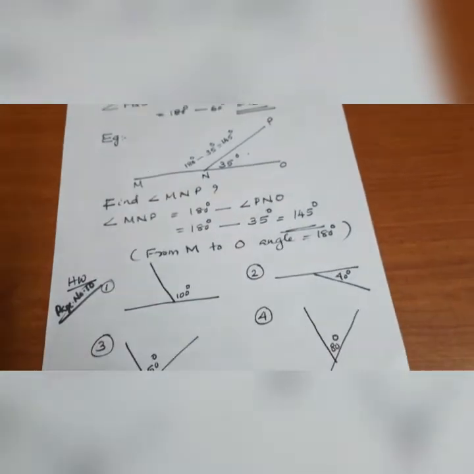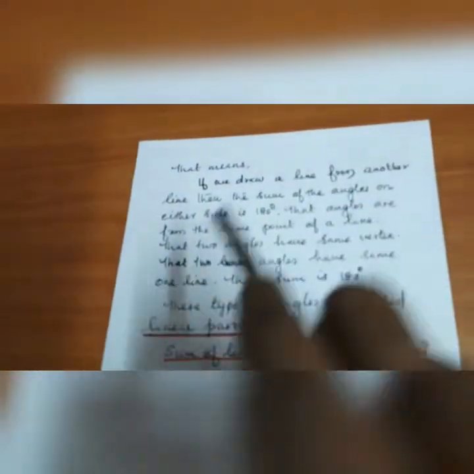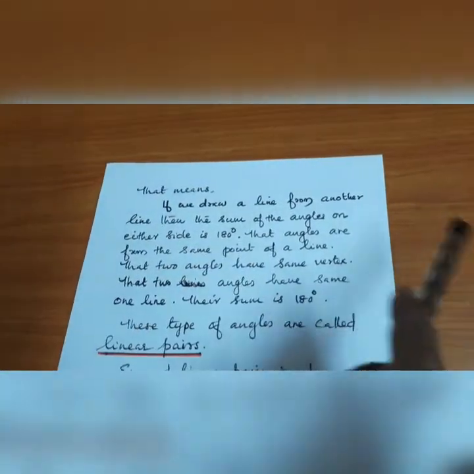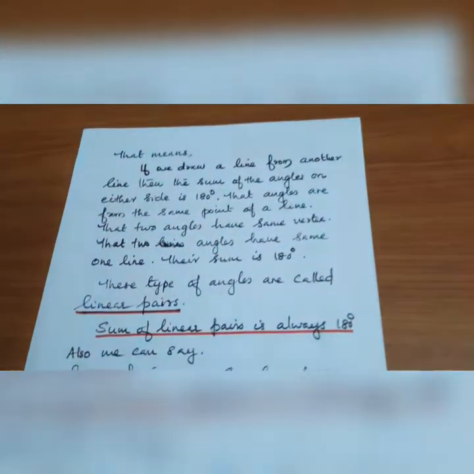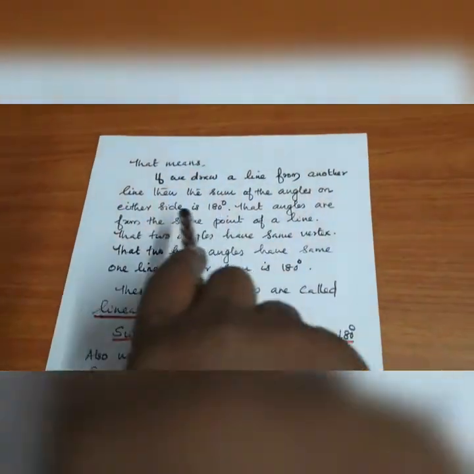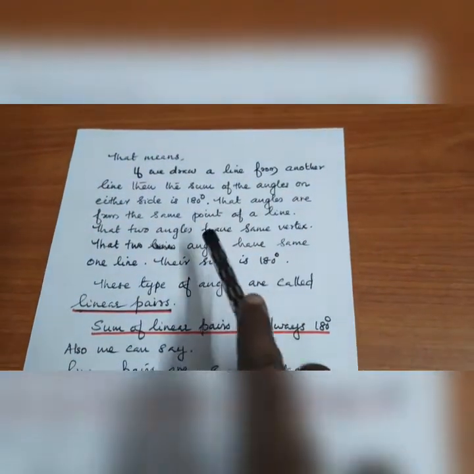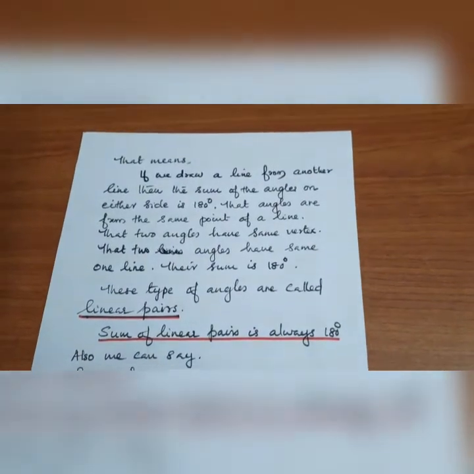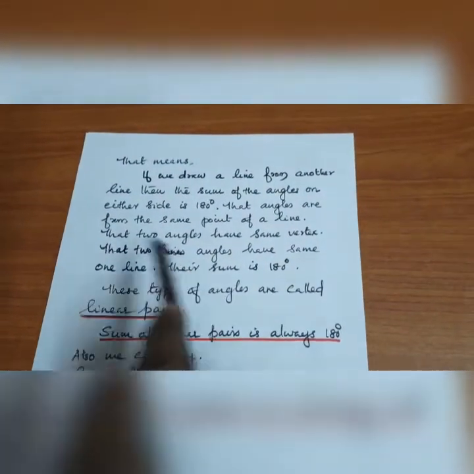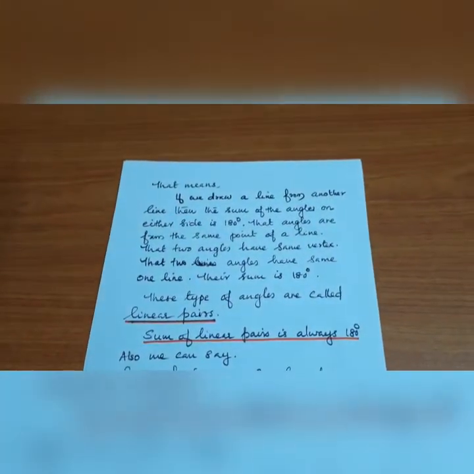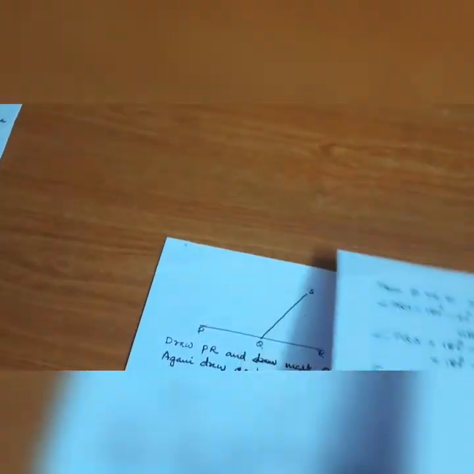Okay. We can come to the point that if we draw a line from another line, then the sum of the angles on either side is 180 degree. Those angles are from the same point of the line. The two angles have the same vertex. The two angles have one same line. Their sum is 180 degree. That type of pair of angles is called a linear pair.